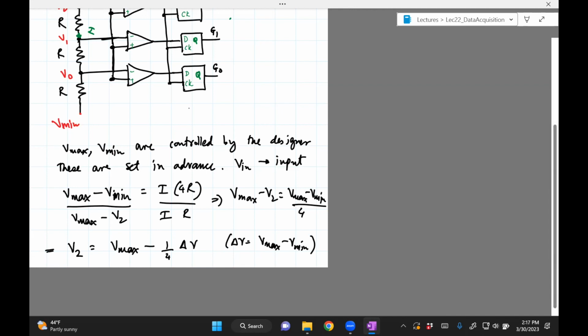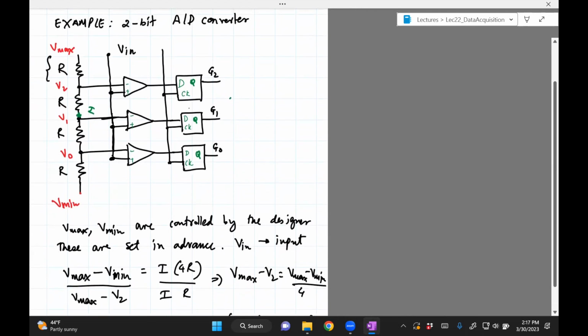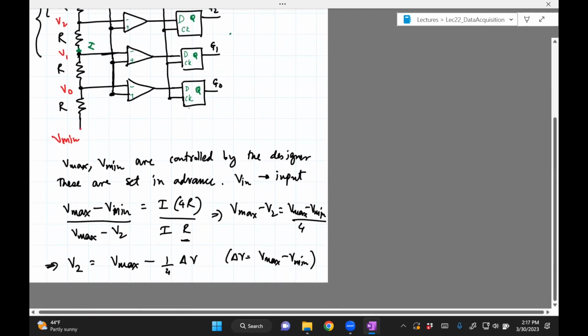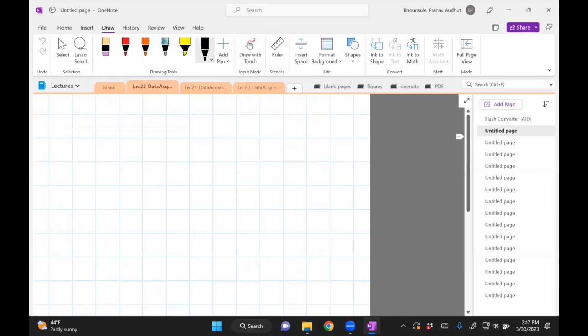Now, this is what we get if we compute V2 as a function of Vmax and Vmin. You could do the same thing for V1 and V0. The only difference would be, when you do Vmax minus V1, it'll be the voltage drop across 2 resistors. So instead of having R here, you'll have 2R. And then same for V0 will be 3R. So you can write expressions similar to this. So I'll copy all these expressions down. So V2, something I wrote down in the earlier page, is Vmax minus delta V divided by 4.